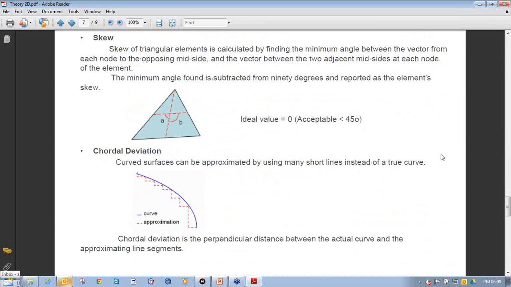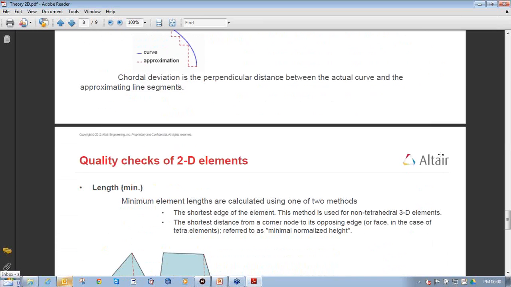The minimum angle found is subtracted from 90 degrees and reported as element skew. Then we move towards chordal deviation, the next check for 2D elements. Chordal deviation can be defined as follows: curved surfaces can be approximated by using many short lines instead of the true curve. So chordal deviation is the perpendicular distance between the actual curve and the approximating line segments.